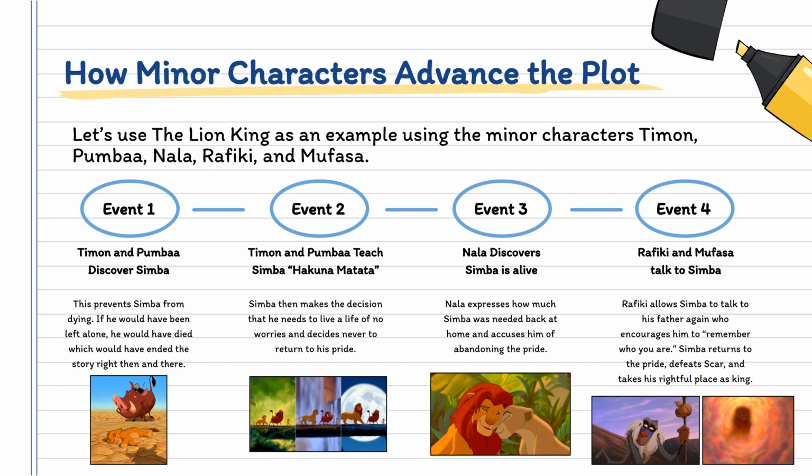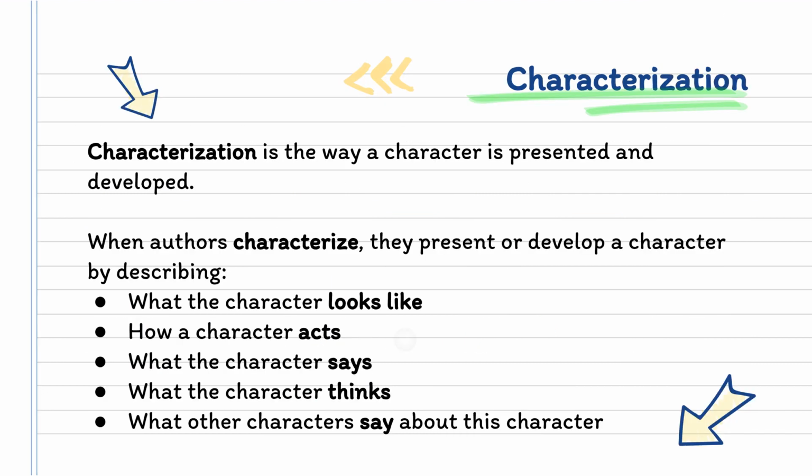Rafiki and then Mufasa talk to Simba in event 4, and Rafiki allows Simba to talk to his father again. And his father says that very famous quote, "Remember who you are." And so Simba returns to the pride, he defeats Scar, he takes his rightful place as king, problem is solved. And all thanks to all these minor characters.